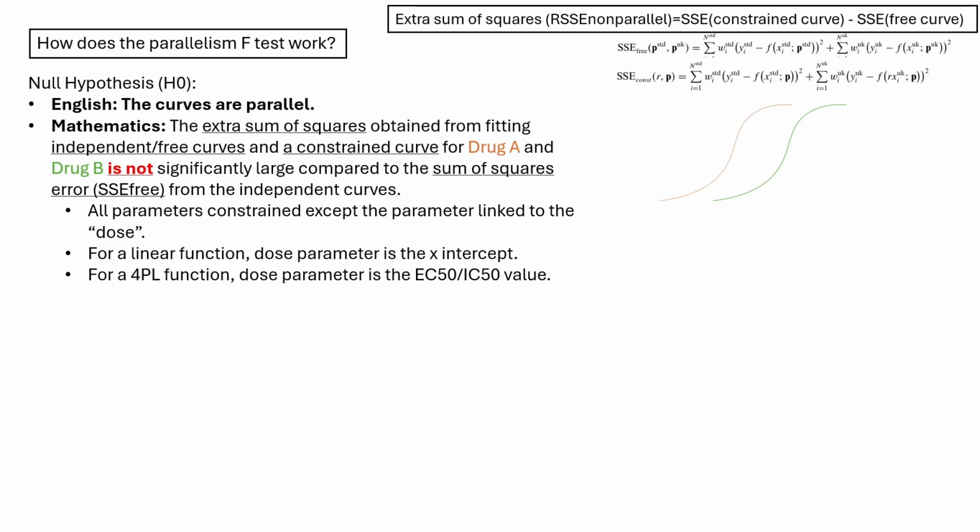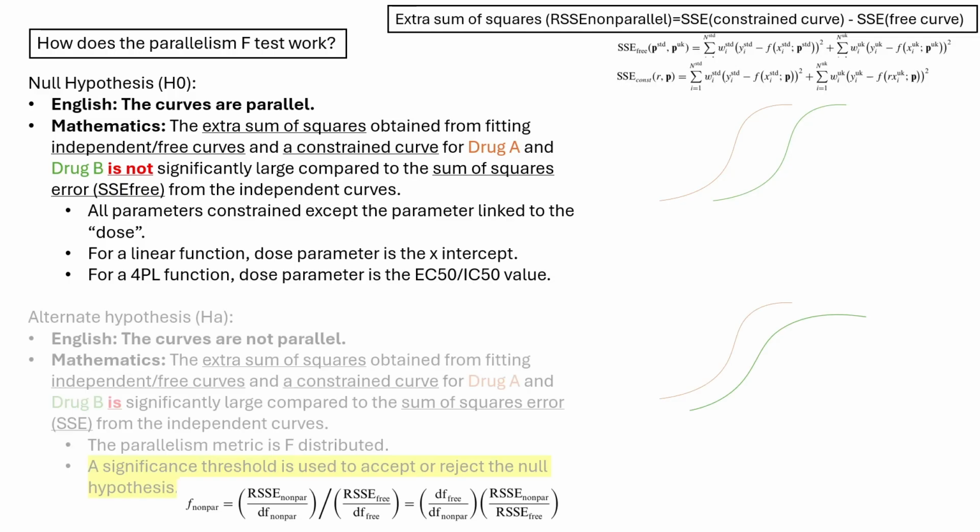The constrained curve is made by treating the two data sets as a combined single data set and constraining all parameters of the curve except for the parameter that corresponds to the dose. For instance, if the curve follows a linear function, we will use the x-intercept as the dose parameter. A sigmoidal function like the 4PL will have its inflection point, commonly known as the EC50 or IC50, as its dose parameter. So again, in the constrained curves, we are constraining all parts of the curve except the dose parameters. Those dose parameters stay separate for the two data sets for drug A and drug B, but everything else is taken as a single data set.